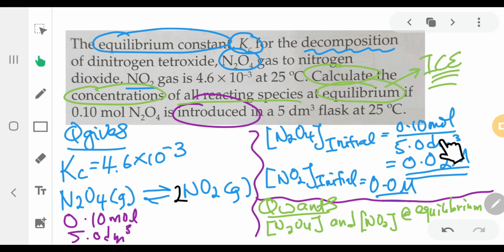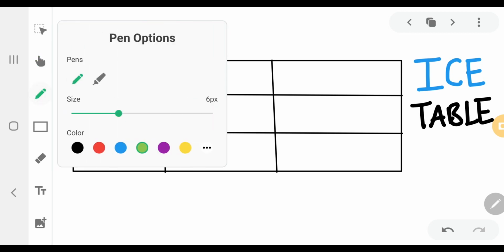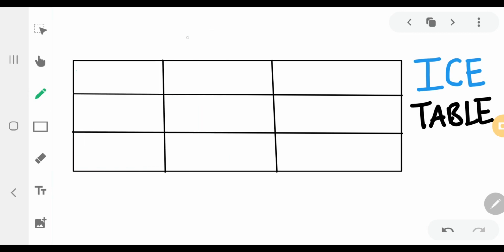Okay, and we have worked out the concentration. The reason why we want the concentration is because an ICE table will be working in terms of concentration or pressure. Since the question is giving you Kc, the value over here is for Kc, therefore the ICE table that we're going to be constructing now will be for concentration. So first we're going to write the balanced equation on top like this.